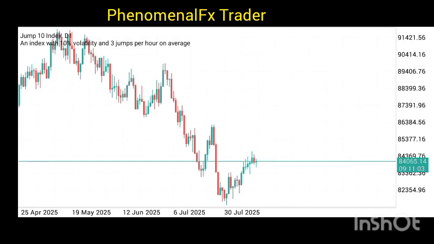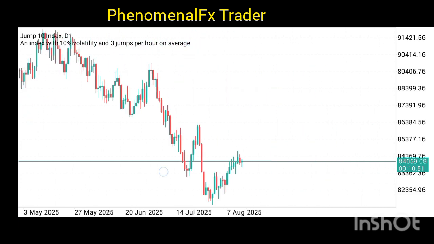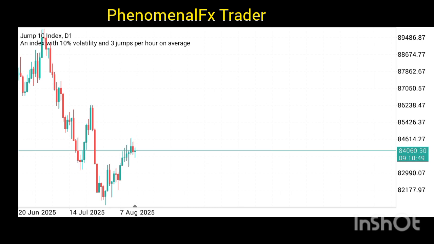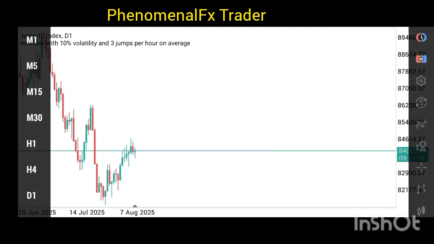So in today's video we are going to analyze this pair here, Jump 10 Index, and we are on the daily time frame. All right, so on this time frame I can see there's a very high chance of making some massive profit on this pair. Following the market structure strategy, we can see there's a very nice pullback, and the market looks like it's ready to start selling to the downside.